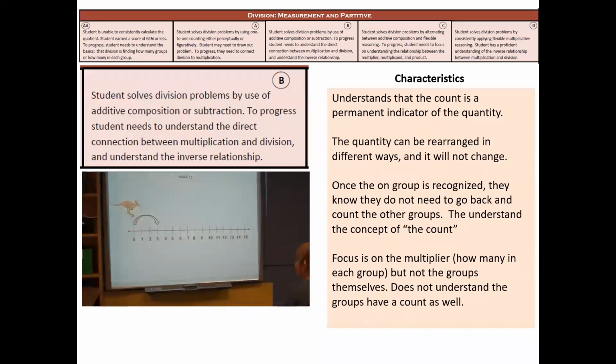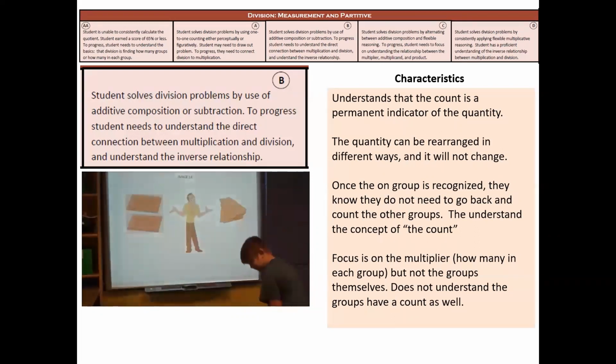Kangaroo jumps 3 feet per jump. How many jumps will it take kangaroo to jump 15 feet? 5 jumps. And how'd you figure that out? Counting by 3s. Can you show me how you did it? 3, 6, 9, 12, 15.